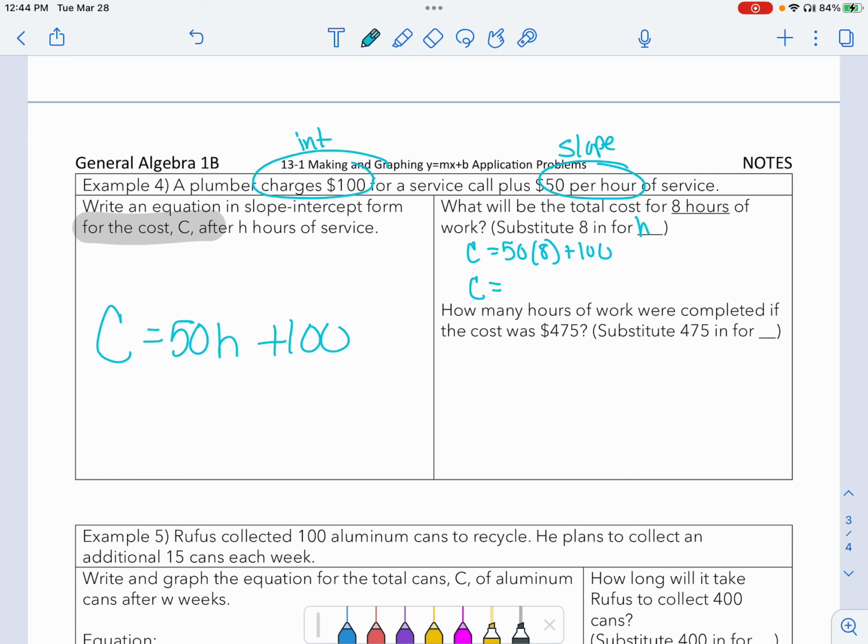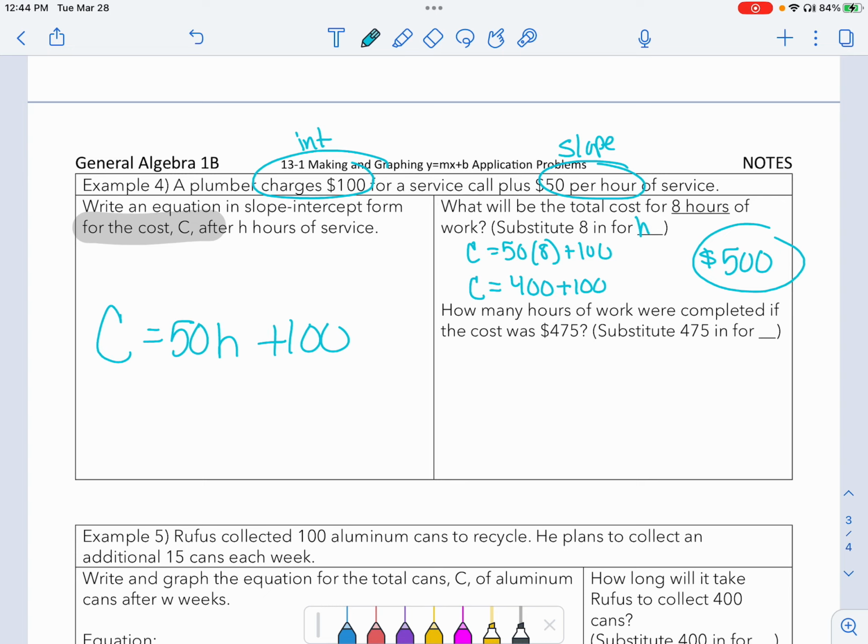So you can put that straight into a calculator. You can do it slowly. 50 times 8 is 400 plus 100 is a total cost of 500. Not really a terrible price to pay for an emergency plumber.